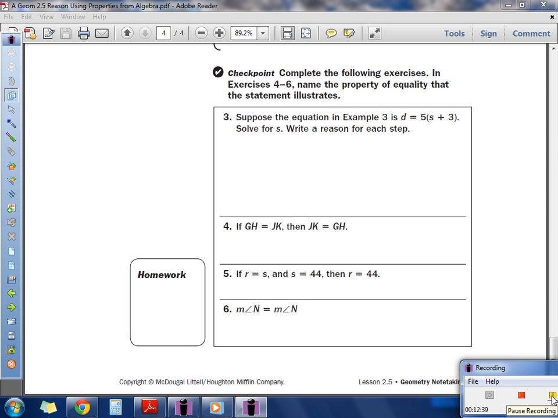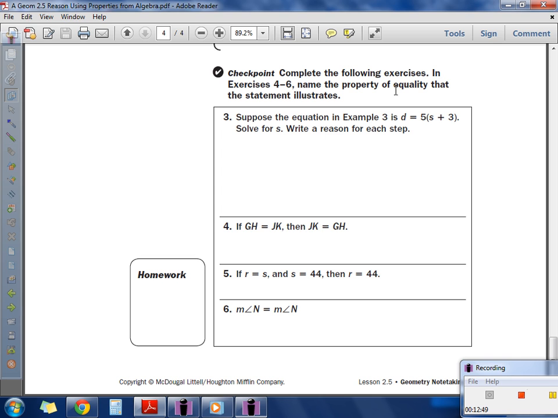The last thing we're doing is we're going over these 4 checkpoints. So I'm going to give you a little time. Try these on your own. This first one says, take this little equation and solve it for S. Solve for S, and write a reason for each step. These next ones, 4 through 6, they say, name the property of equality.